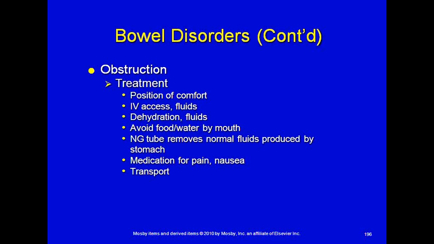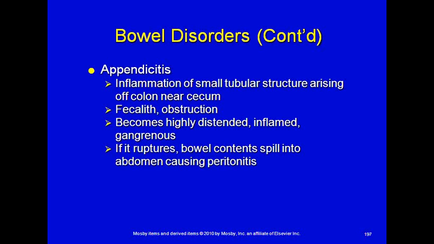They may require an NG tube, and the NG tube is going to be used to remove the normal fluids that are produced by the stomach, as well as anything that may be in the stomach when you get them to the hospital. If they're in a lot of pain or discomfort with this bowel obstruction, which they may be, there's nothing wrong with giving them something for pain like morphine or fentanyl, and then some Zofran for significant nausea, and then transport them to a facility where they can be diagnosed.